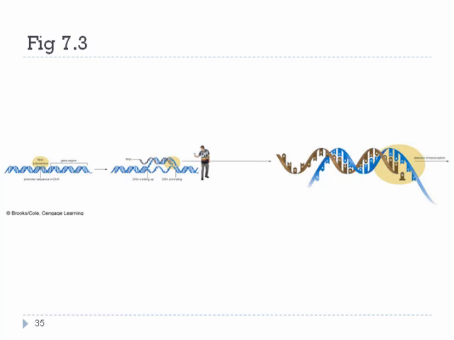So there's a figure from your book that shows it. It starts out by showing you the DNA and the RNA polymerase binding to the DNA.